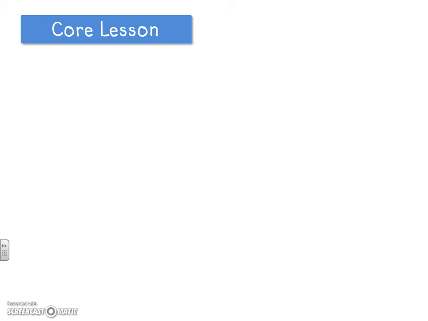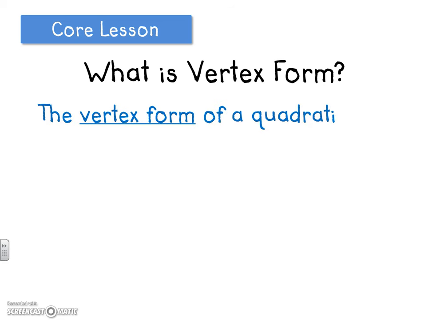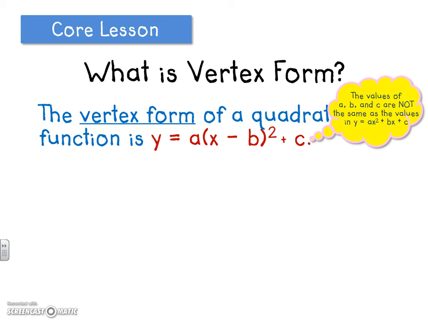So moving on to the core lesson. What is vertex form? The vertex form of a quadratic function is y equals a times x minus b squared plus c. First of all, it's important to note that the values of a, b, and c are not the same as the values in y equals ax squared plus bx plus c.